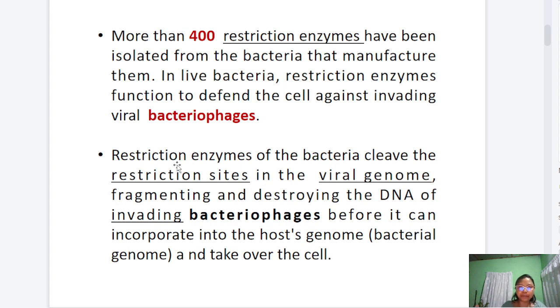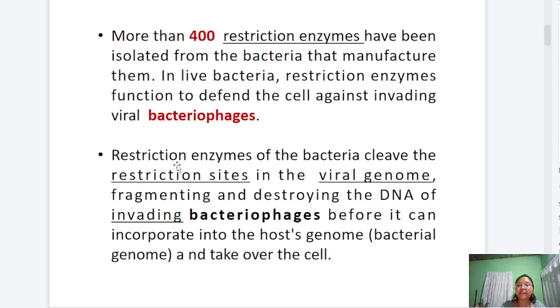Moving on, more than 400 restriction enzymes have been isolated from bacteria that manufacture them. So you will have different restriction enzymes being synthesized from different prokaryotes, or different bacteria in short. In live bacteria, restriction enzymes function to defend the cell against invading viral bacteriophages.